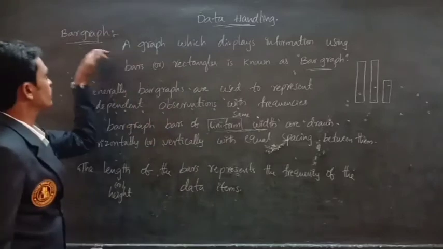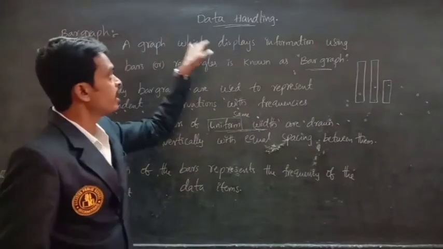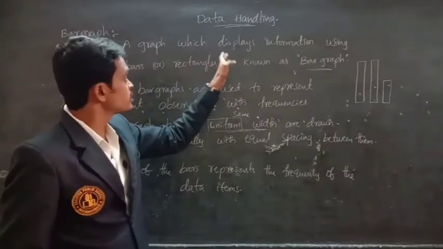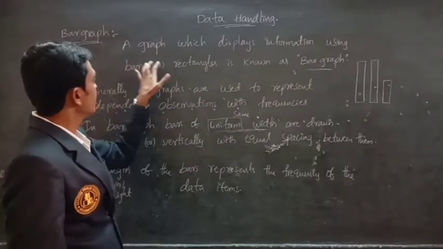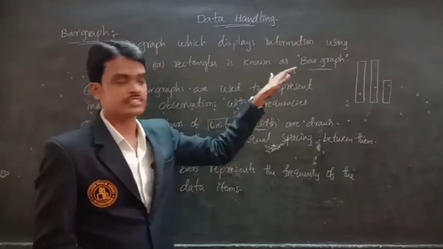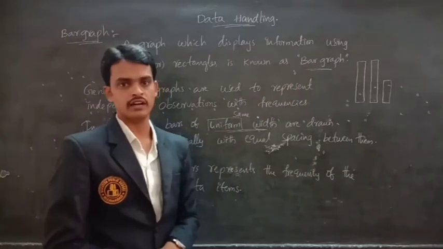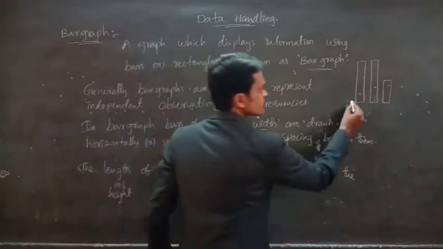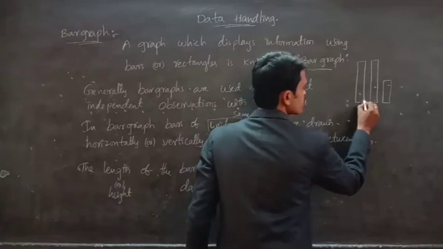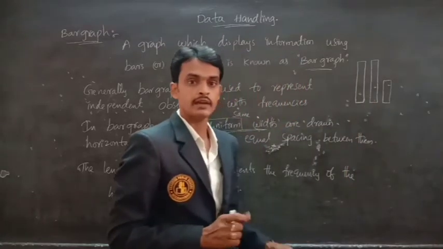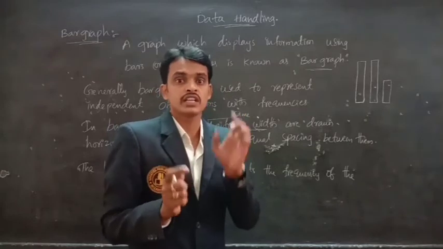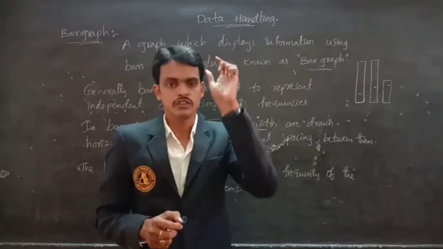So a bar graph is nothing but a graph which displays the information as bars or rectangles. In this bar graph, the width of the bars is uniform, the same, and between the two bars the space is also equal.